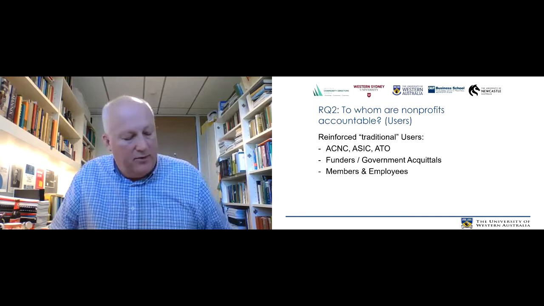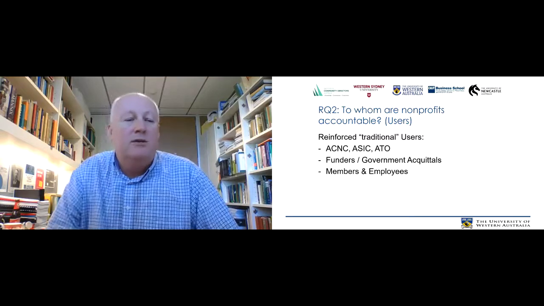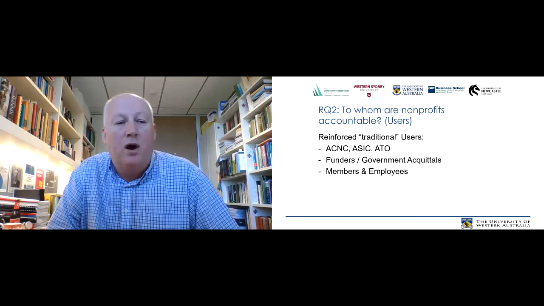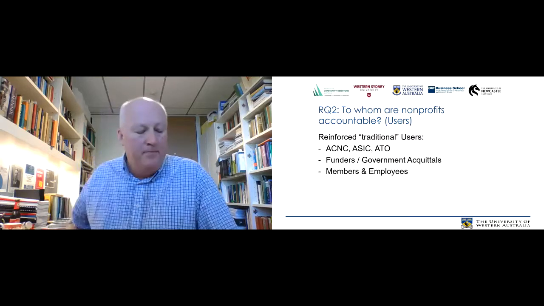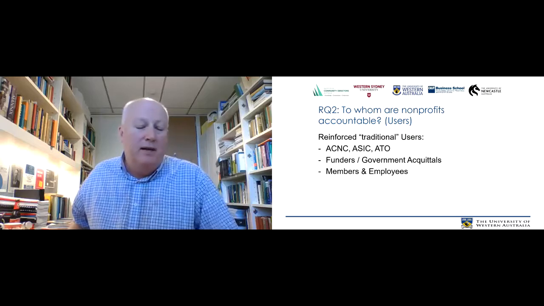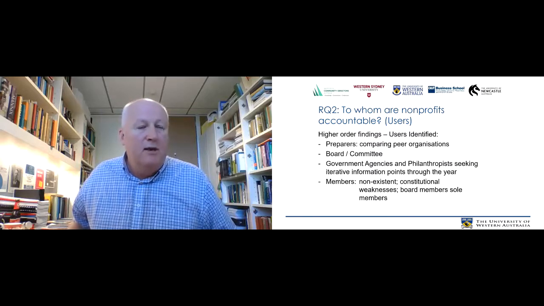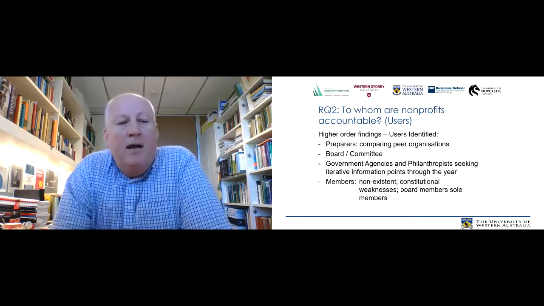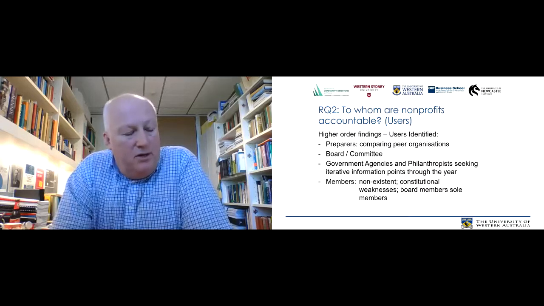It was quite clear that all three cohorts believe organisations such as regulators like ACNC, ASIC and ATO were all users. Funders and government agencies were users, particularly from a government perspective in relation to acquittal requirements, and also employees and members were considered to be users. All predictable, I guess, in terms of the work that's been done up to this point in time in relation to identifying those users of financial reports. However, I think the discussion also disclosed some higher order findings in relation to these users that are identified.